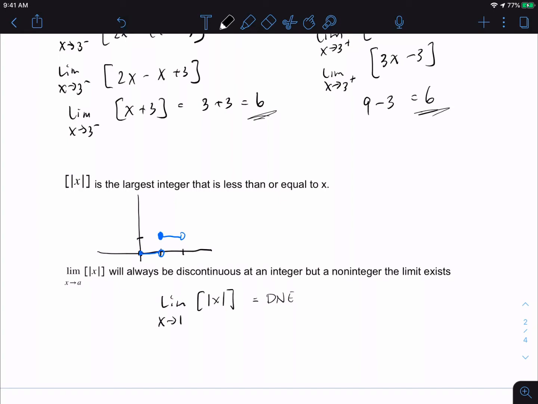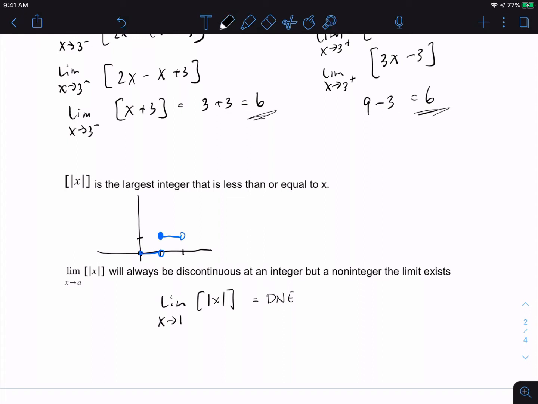Agreed? Okay. Explain that one more time? Sure, no problem. As I'm coming from the left, the y value for this thing till I get to 1 is 0. Agreed? As I come from the right, it's 1. Since this one's 0 and this one's 1, they're not the same. Oh, I see. So the limit would exist if it was just like a flat line.